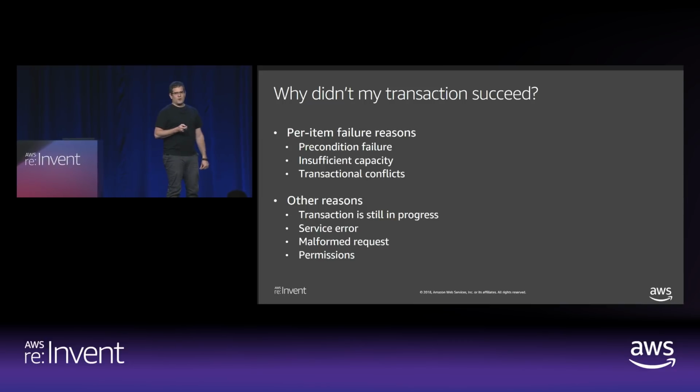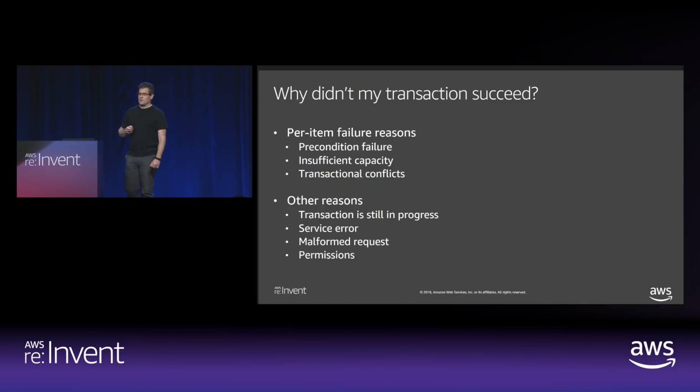Okay, so now let's talk about the cases where your transaction didn't go through. If you design for scale and you provision appropriately, or you're using on demand, and you put the right permissions, everything should work just fine. But in some cases, things are not going to work as expected, and there are different kinds of failures that can happen. The most interesting ones for us to discuss are basically precondition failure and transactional conflicts.